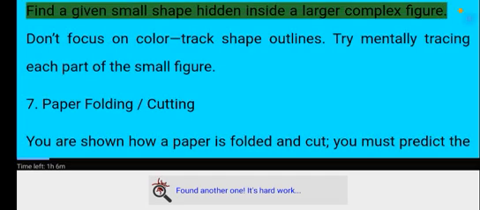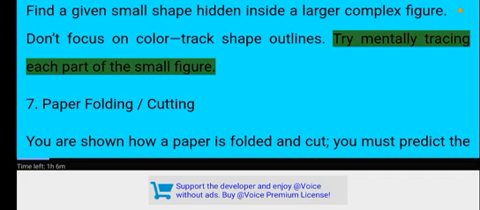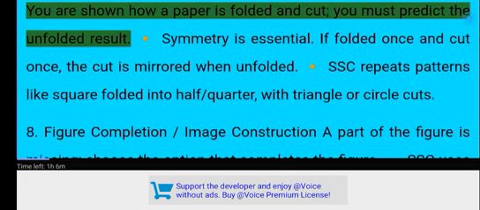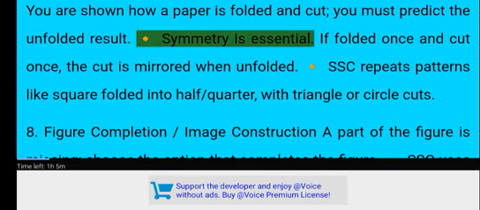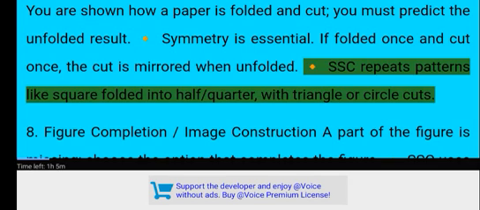6. Embedded figures. Find a given small shape hidden inside a larger complex figure. Don't focus on color. Track shape outlines. Try mentally tracing each part of the small figure. 7. Paper folding, cutting. You are shown how a paper is folded and cut. You must predict the unfolded result. Symmetry is essential. If folded once and cut once, the cut is mirrored when unfolded. SSC repeats patterns like a square folded into half or quarter with triangle or circle cuts.